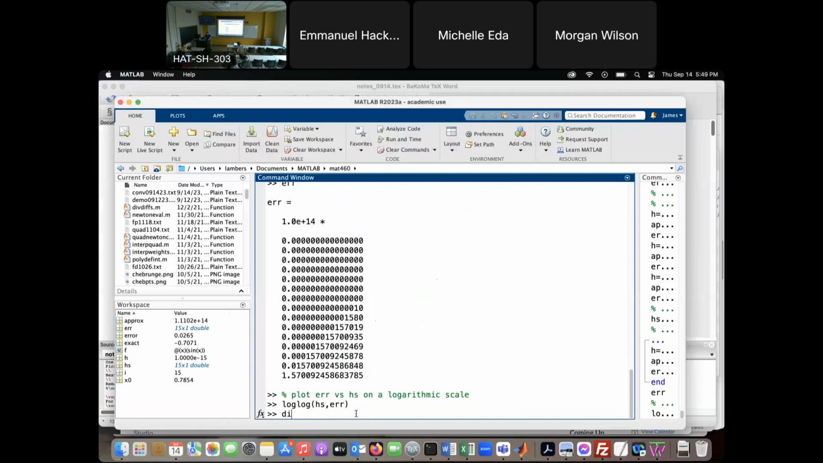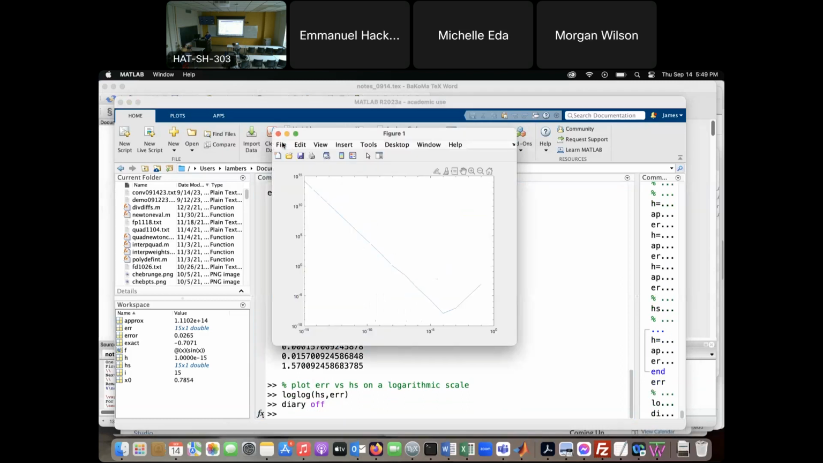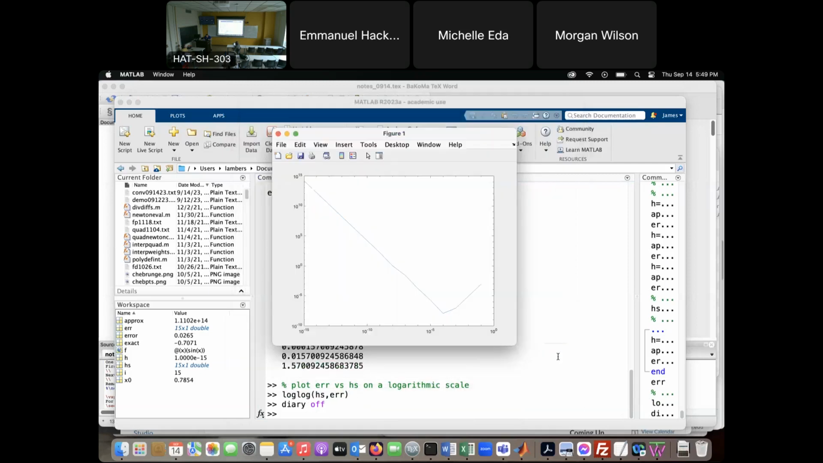All right, so I'm going to turn off this diary, and I'll be posting this later. Okay. Let's save the fig file. We'll post that later. Diary off. You're turning the diary off? Yeah. Okay.